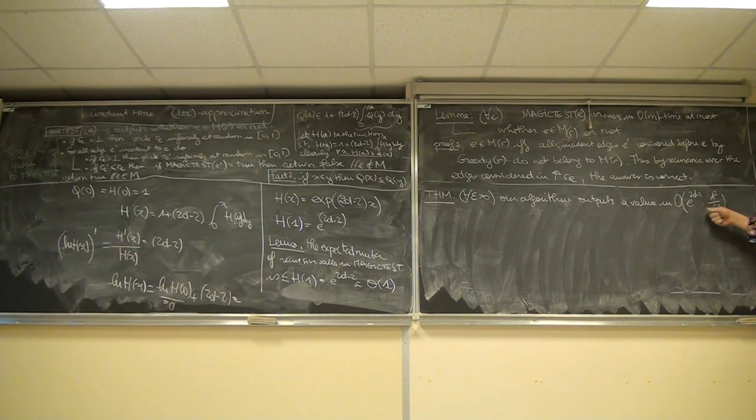So why am I allowed to do that? Okay, it's simply the linearity of expectation. Each test I will run t times, magic test, and the expected time for each magic test is e to the 2d minus 2 at most. So I can multiply it by t. It's just the linearity of expectation.